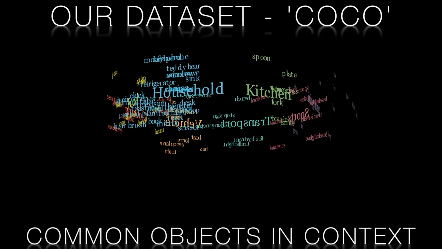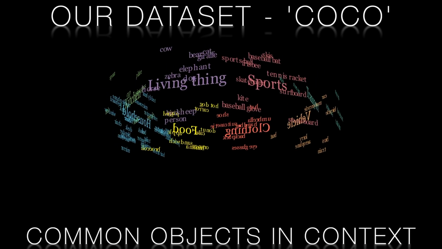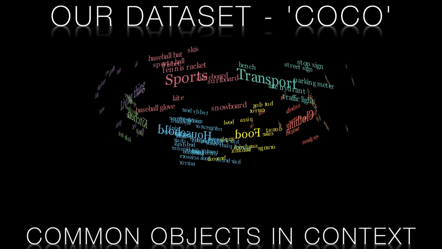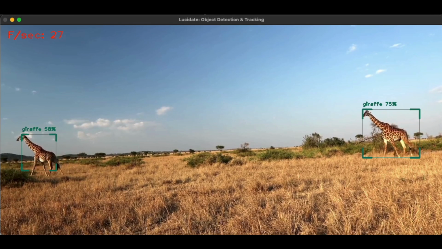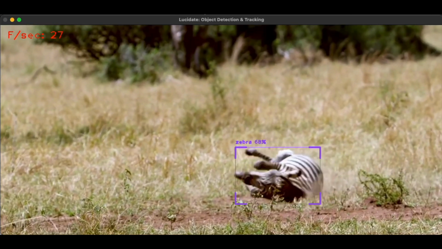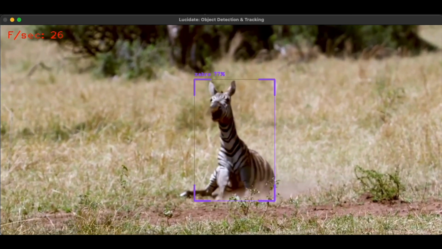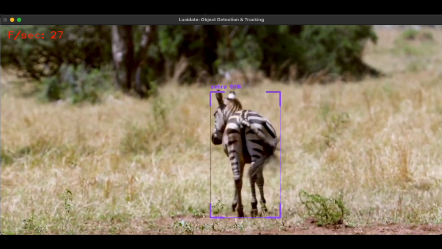As there are a lot of animals in the COCO dataset, it makes sense to look at video footage of safaris. There's an example running on a PC with a modest NVIDIA GPU. You can see examples of these bounding boxes on the screen. They're accompanied with label information along with a measure of confidence in this estimate.